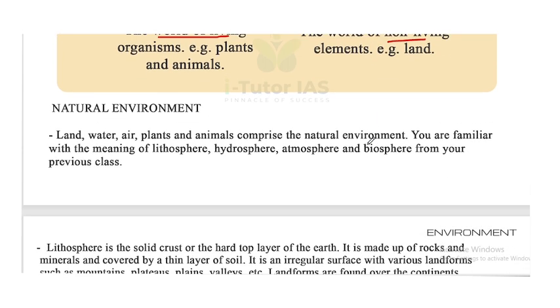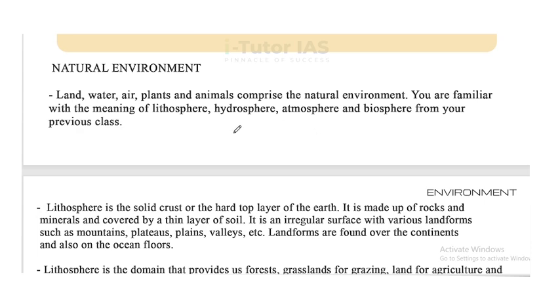Now moving forward, the natural environment. Land, water, air, plants, and animals comprise the natural environment. You are familiar with the meaning of lithosphere, hydrosphere, and atmosphere. The land is called lithosphere, the water body is called hydrosphere, and air is called atmosphere. And the living things consist of the biosphere. We already discussed this in the previous class: lithosphere, hydrosphere, atmosphere, and biosphere.